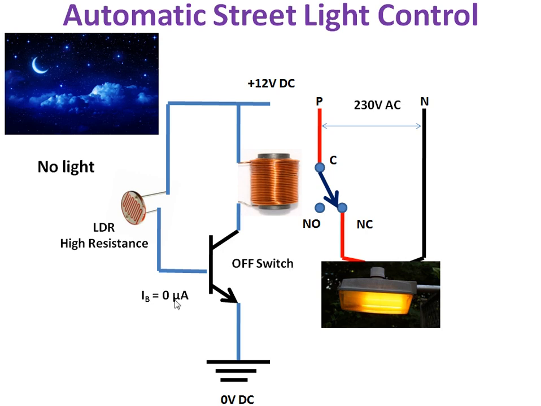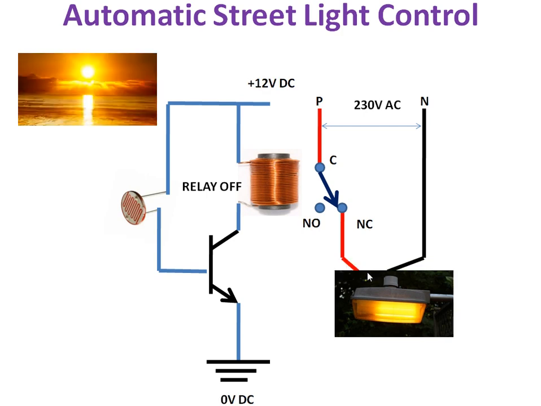If IB equal to 0, please remember the output characteristics of a transistor. When IB equal to 0, the transistor will be in cutoff region, so it will be in off state. So there won't be any current flow through this coil. So this switch will remain at NC, and this light will glow because the phase and neutral are connected to your street lamp. So the relay is off, this switch will remain in the same position, and the street light is on.